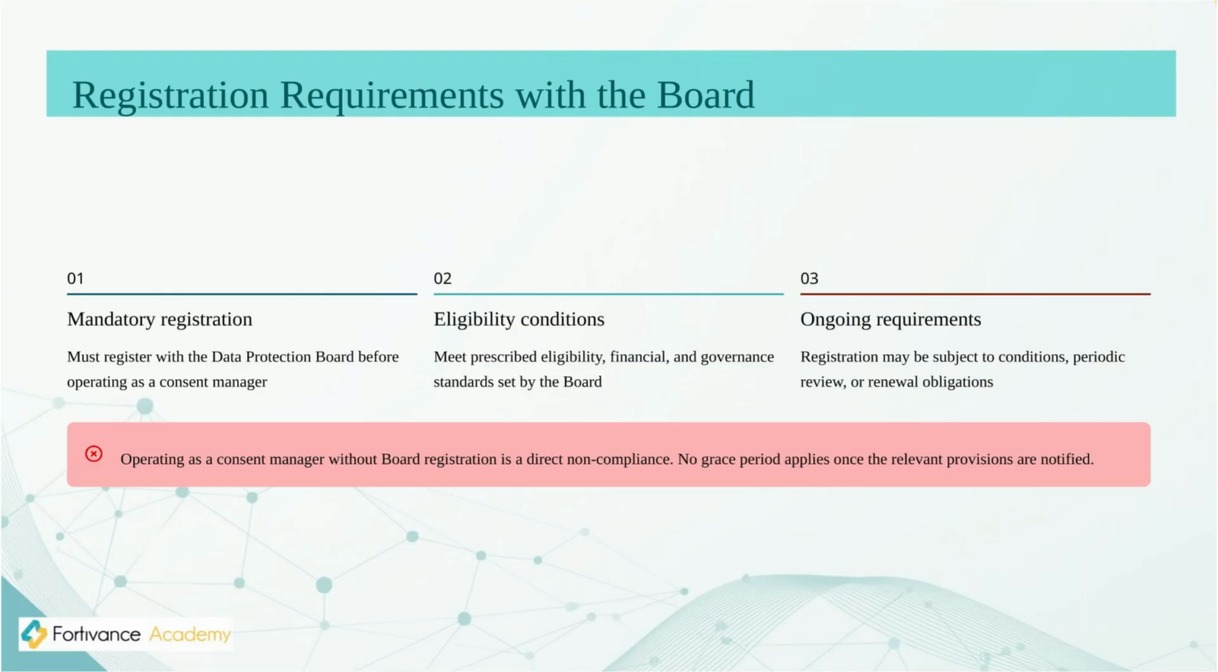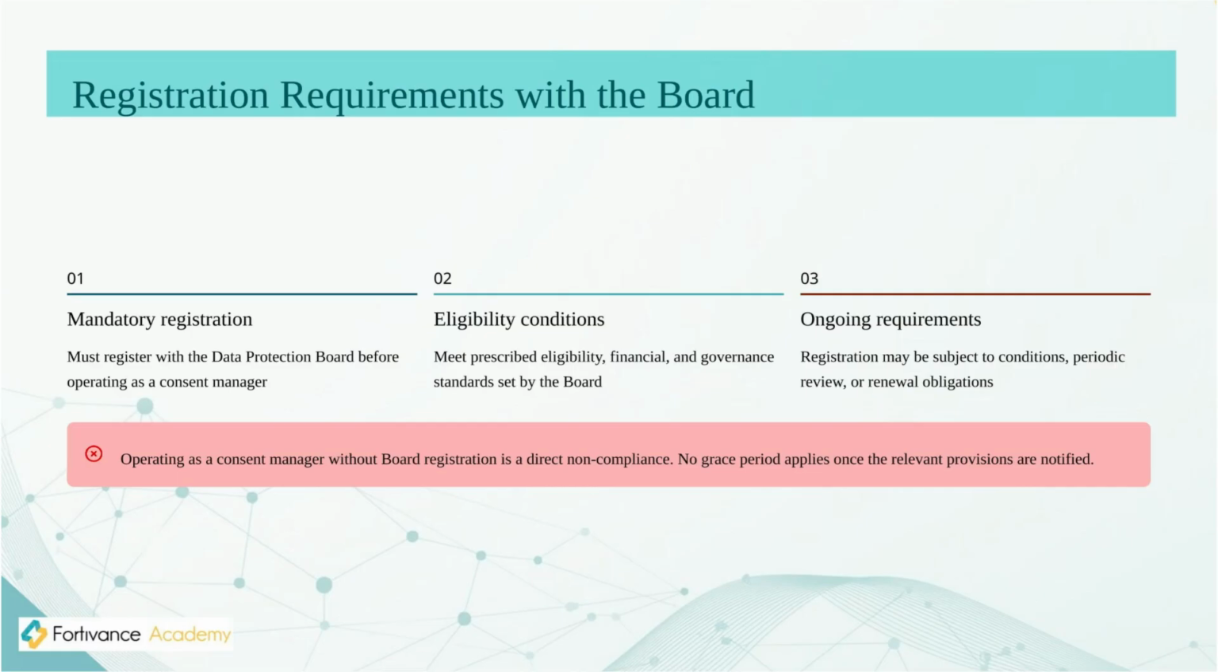The rules set out conditions a consent manager must satisfy to register, covering things like its financial soundness, its technical capability, and its independence. That independence point is important. A consent manager is generally expected to operate without conflicts that would compromise its loyalty to the data principal.